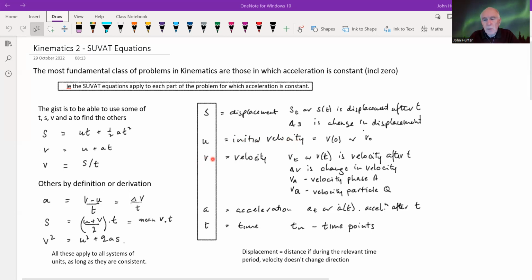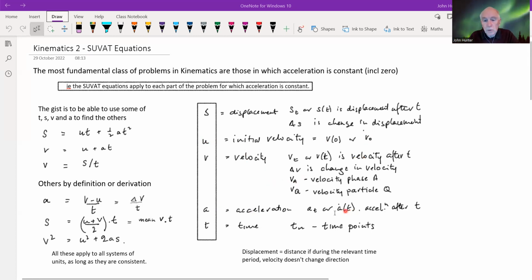V is what we call final velocity, but it's final at the end of that phase of the problem, if you see what I mean. So we may start at initial velocity, it changes up to a certain point, and then we might have another acceleration. So it's really the final velocity over that time period. So you tend to use U for initial velocity, but it may not always be possible. Quite often we'll have to use something else, V0, for instance, which indicates the velocity at time t equals 0.